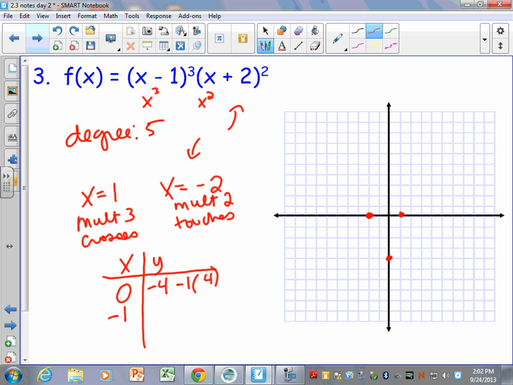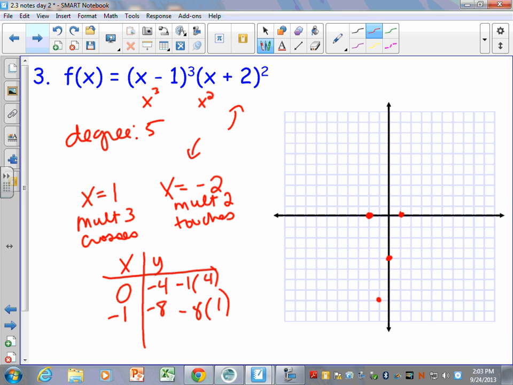I plug negative 1 in there, I get negative 1 minus 1 is negative 2 to the third, which would be negative 8. And negative 1 plus 2 is just 1 squared, which is 1. So at negative 1, it actually goes all the way down here to negative 8. 3, 4, 5, 6, 7, 8. Which means it actually goes down here before it comes back up. And that's all the points I'm going to pick, and I'm going to be able to make a pretty accurate graph using my multiplicity and my end behavior to help me.